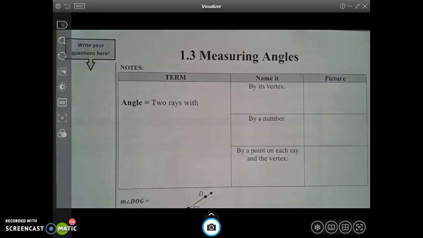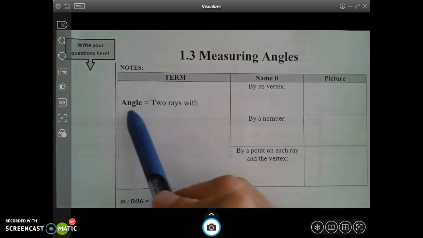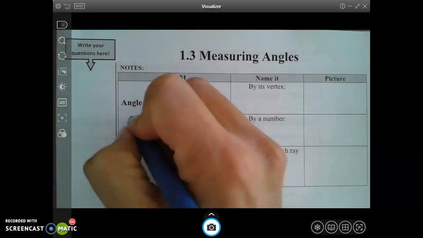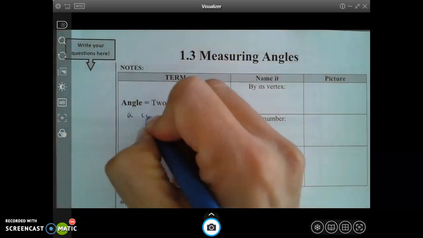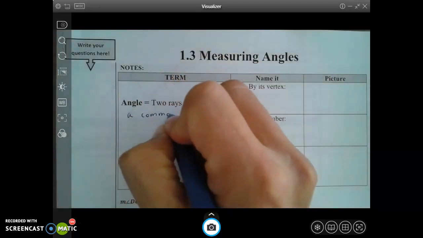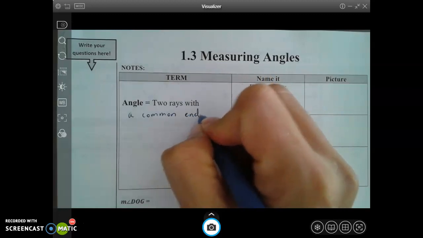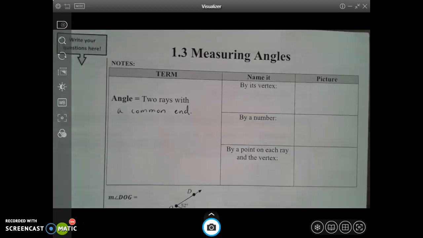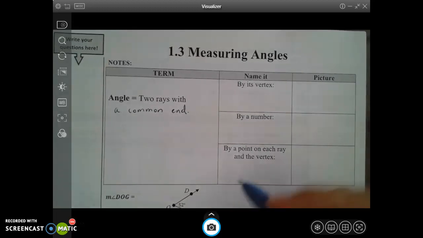Okay, here we go. This is 1.3, measuring angles, for geometry. We're going to start with some vocab here. So we got a term. An angle is two rays with a common endpoint. Okay, angle: two rays with a common endpoint. All right, we can name it by its vertex.